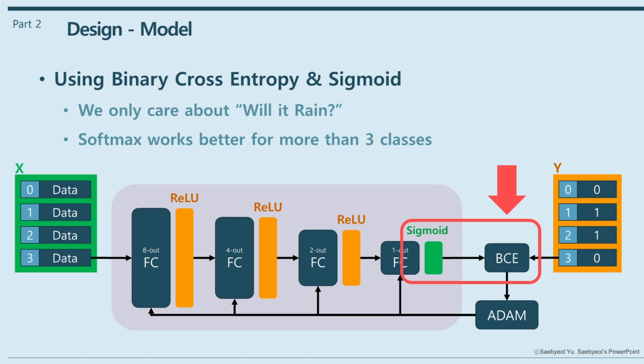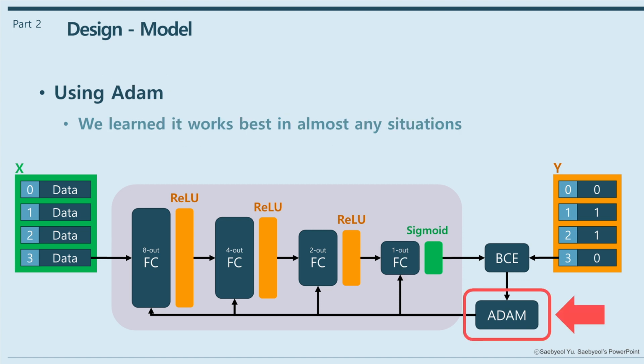For such binary classification, it's well known that the combination of sigmoid output with binary cross entropy works on par or slightly better than using a softmax. Lastly, we use Adam Optimizer because, as you know, it just works.